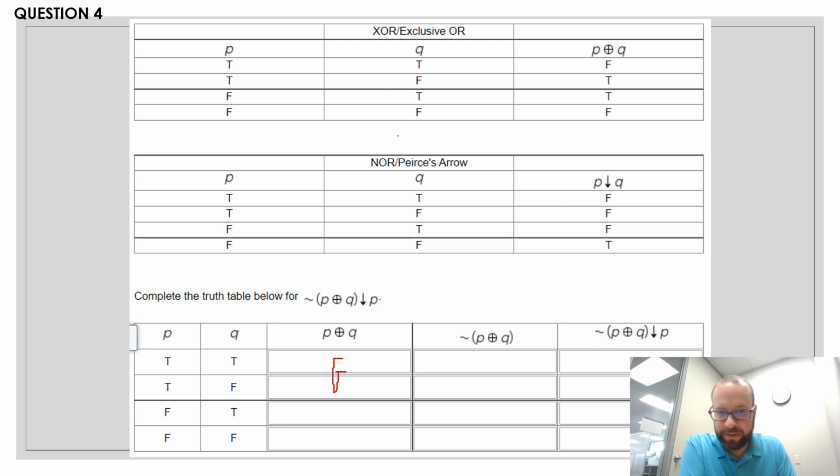Looking at the XOR table. If P is true, Q is false, I see that should be a T. Apologize for my poor skills with the mouse. If the first input's false, the second input's true: false, true gives me a true for exclusive OR. And then finally, false, false gives me false. So that should be the first column here: false, true, true, false. Then I need to negate that. Then I need to take this column, P, and look at this table.